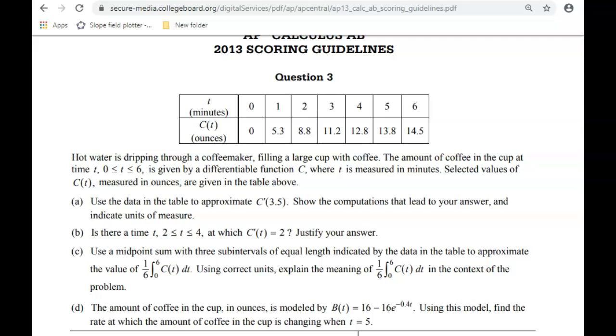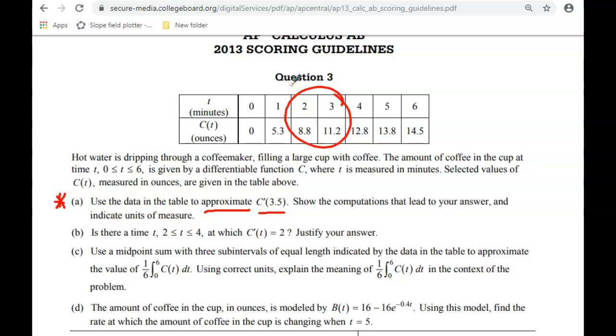Okay, so I believe this is the one from page 72. We're doing A and D. For part A, I'm not going to really give you many more hints. That's just what we've been doing a lot. We want to approximate or estimate the instantaneous rate of change of C at 3.5, so we pick the points that are closest to it.